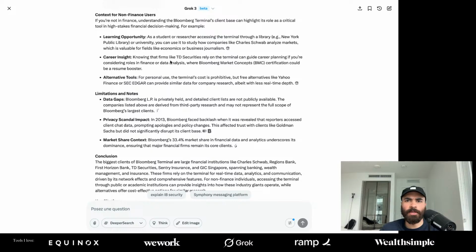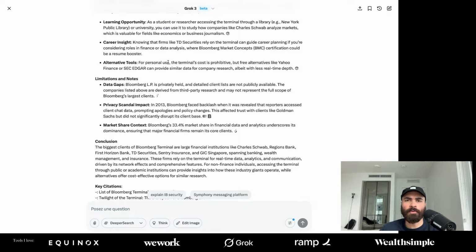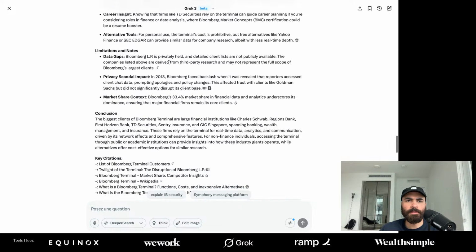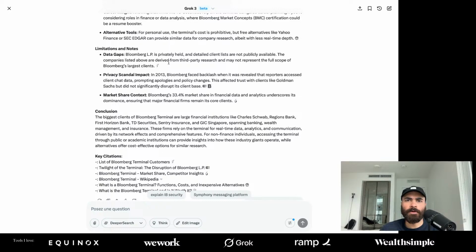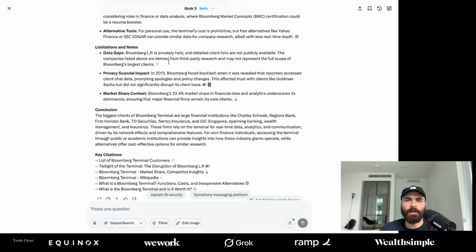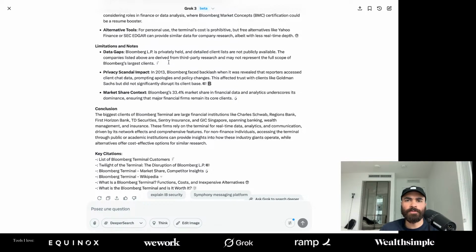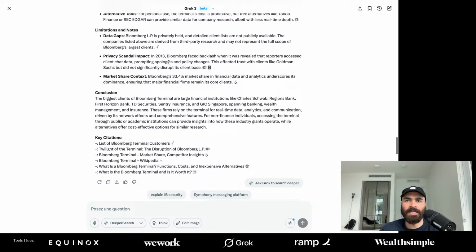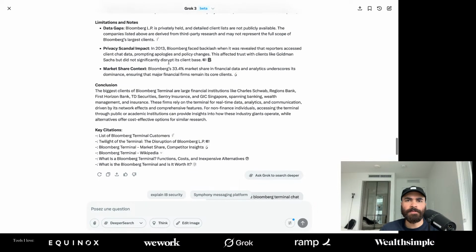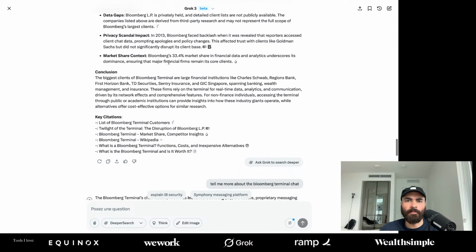Context, learning opportunity, career insight. Knowing that firms like TD Securities rely on the terminal can guide career planning if you are considering roles in finance or data analysis. The terminal's cost is prohibitive, but free alternatives like Yahoo Finance or SEC Edgar can provide similar data for company research. Less real-time depth, data gaps. Detailed client lists are not publicly available.